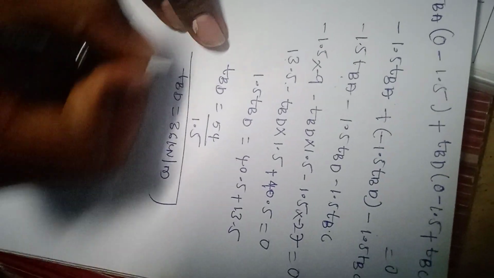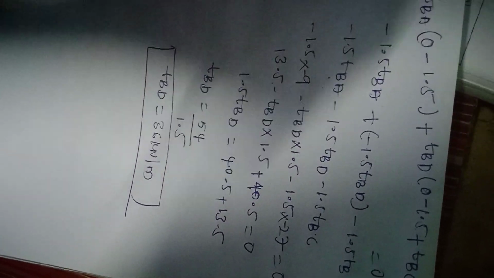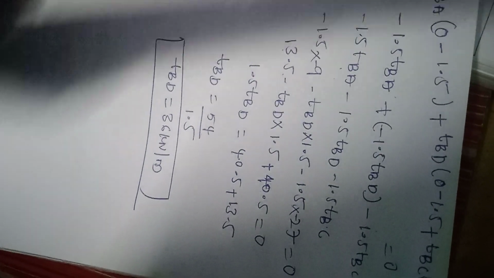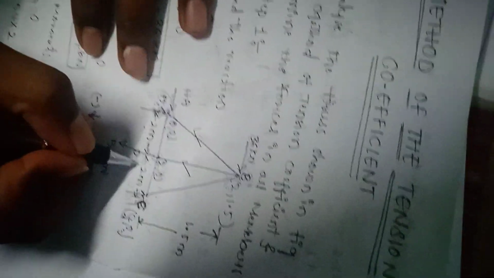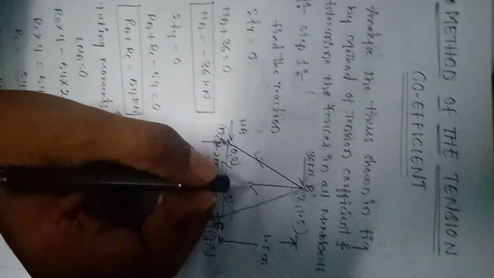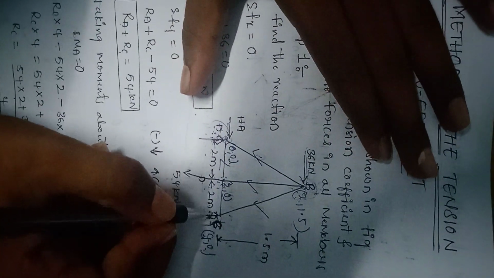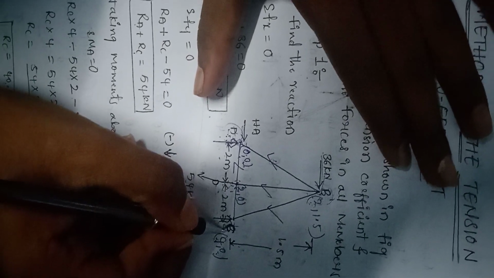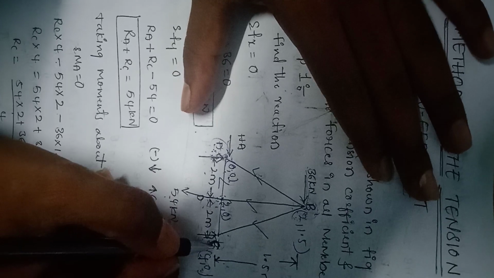Okay, we got the tension in member BD also. Here we calculated the tension in members AB, AD, BD. These are the forces we calculated in these members, and the remaining member is DC. So for calculating this member force, we are considering joint C. Okay, let us consider joint C.